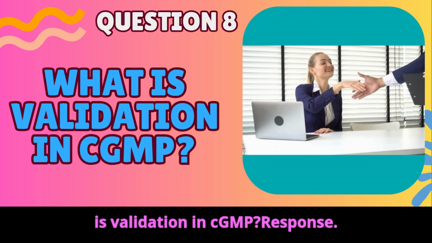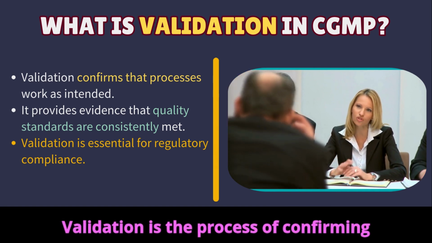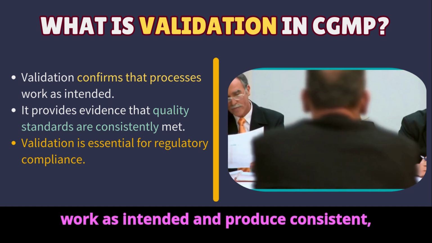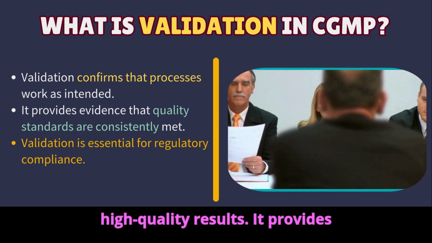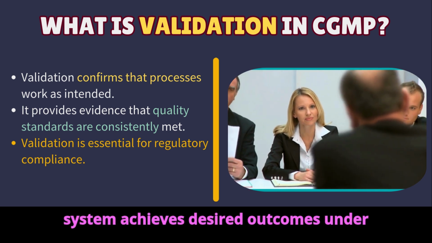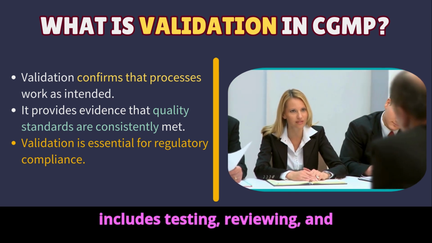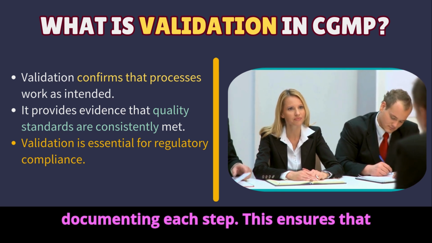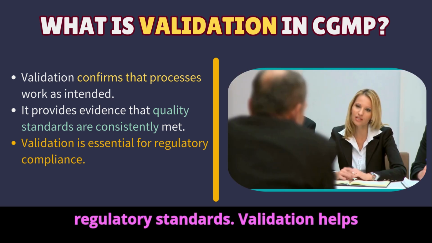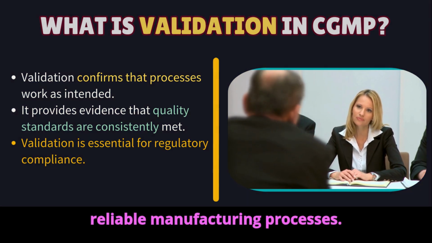Question 8. What is validation in cGMP? Response. Validation is the process of confirming that equipment, processes, and methods work as intended and produce consistent, high-quality results. It provides documented evidence that a process or system achieves desired outcomes under controlled conditions. Validation includes testing, reviewing, and documenting each step. This ensures that products meet quality, safety, and regulatory standards. Validation helps companies maintain consistent and reliable manufacturing processes.